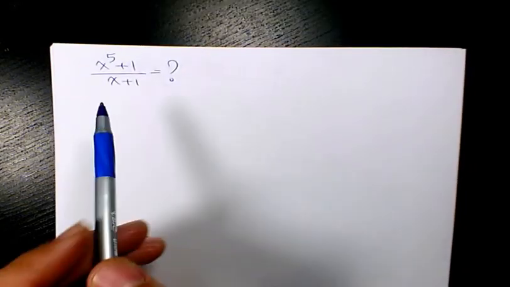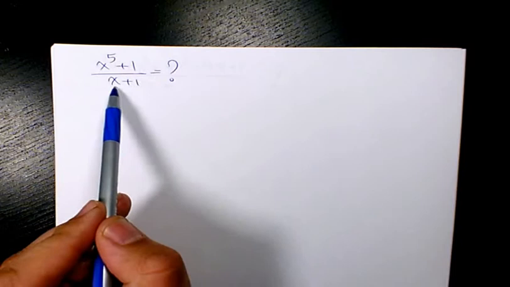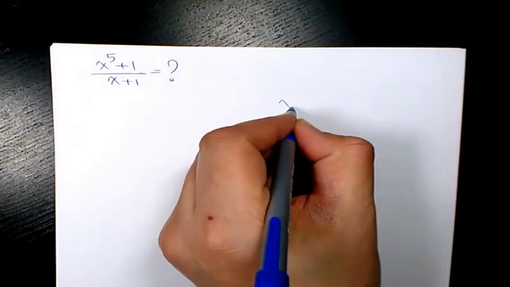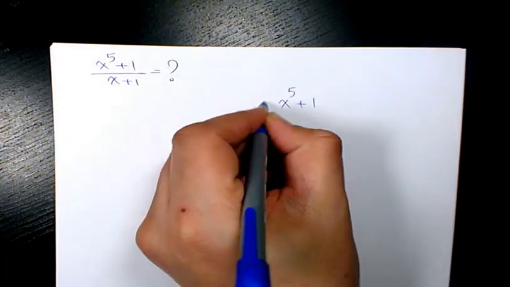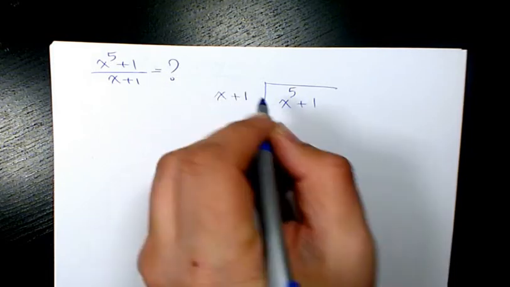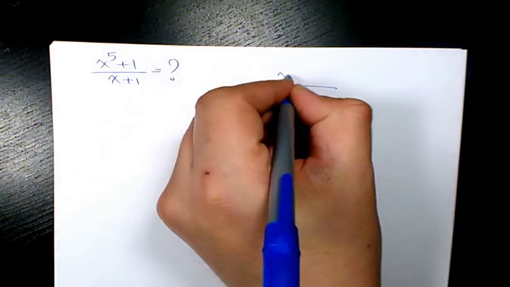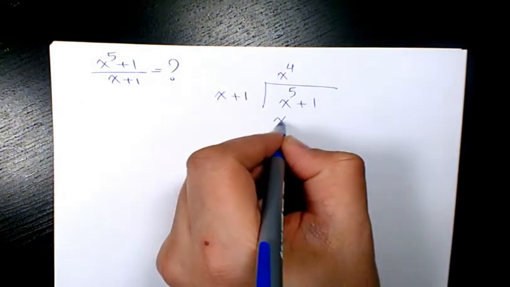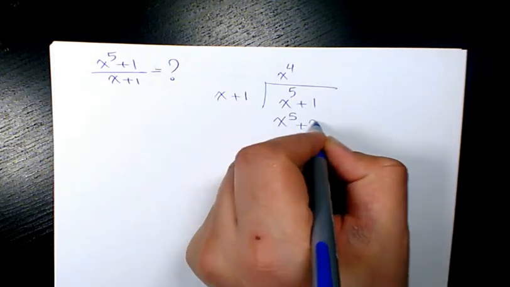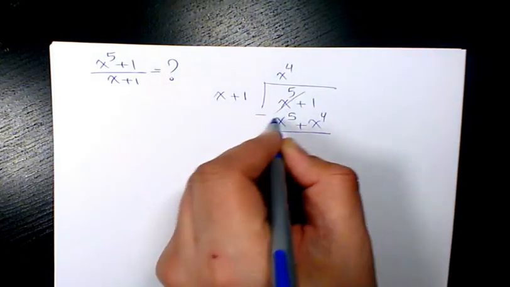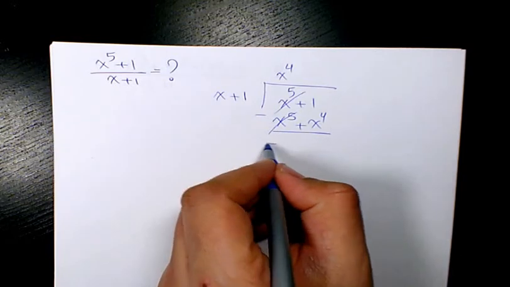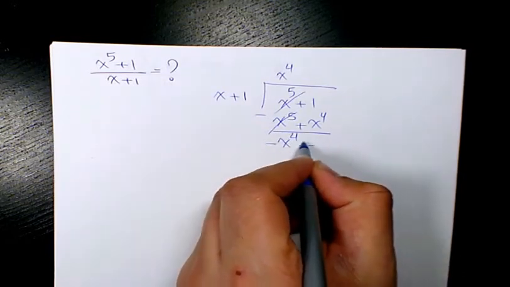In this example, I have x to the power 5 plus 1 divided by x plus 1. x to the power 5 divided by x is x to the power 4. When you multiply, it's going to be x to the power 5 plus x to the power 4. When you subtract it, these two cancel out. And here we will have negative x to the power 4 plus 1.